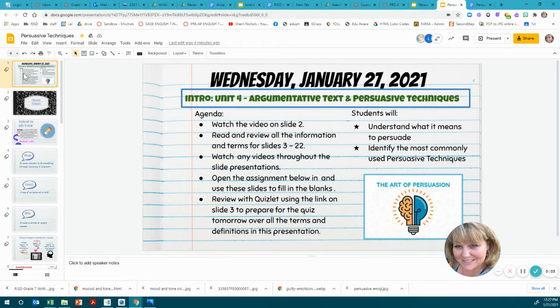Hi there. We will be starting a new unit. So this is an introduction to Unit 4. Unit 4 is argumentative text. And for our argumentative text, we will learn persuasive techniques that writers use in order to persuade others to either start doing something or to think a certain way, or to stop doing something or thinking a certain way.